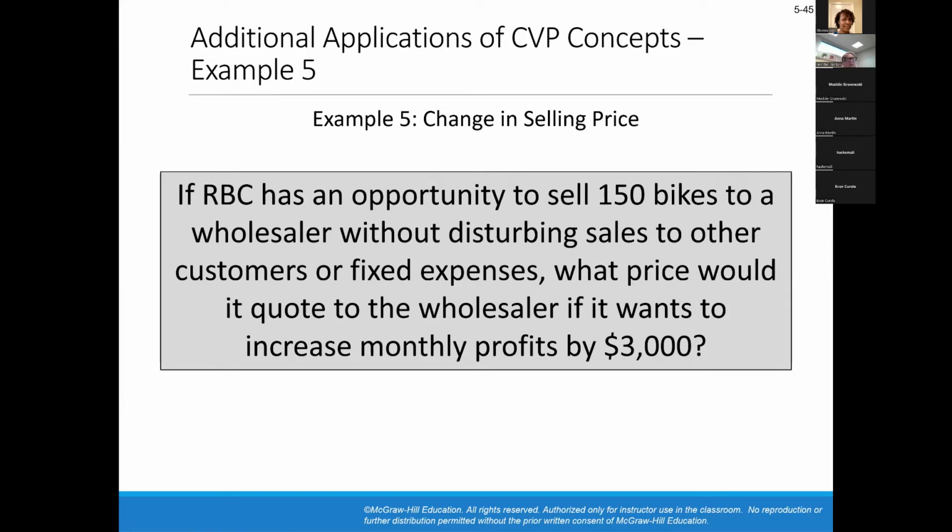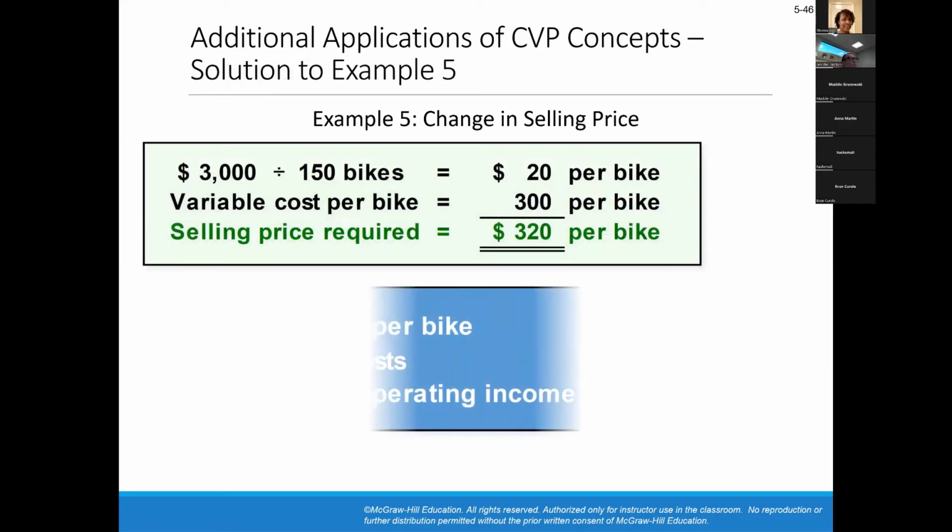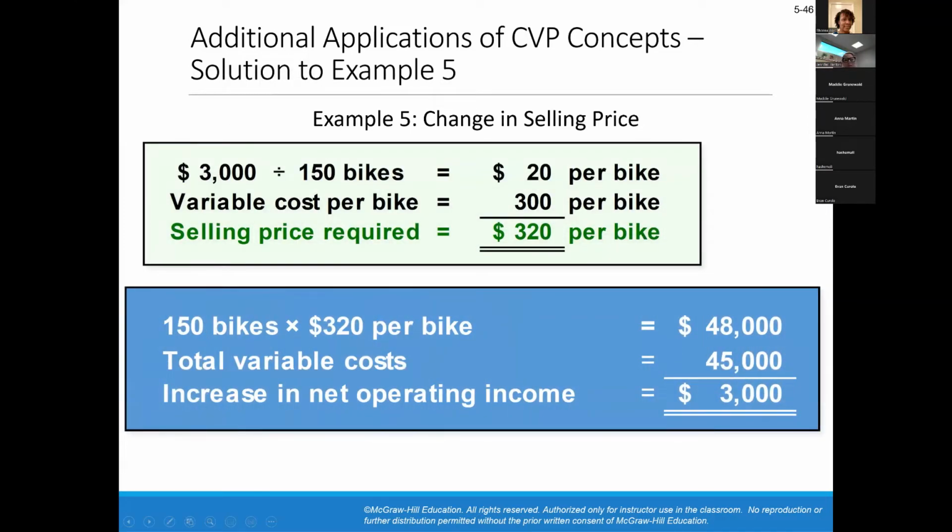So what do I need to do? So we have 3,000 in additional profit divided by those 150 bikes. So we're looking at $20 per bike. The variable cost per bike is 300. So we would need to sell it to cover that variable expense, plus an additional $20 to get to the 3,000 that we want in additional income. Okay, so everything else is covered. The fixed expenses are covered, and now we want to make sure we make an additional 3,000.